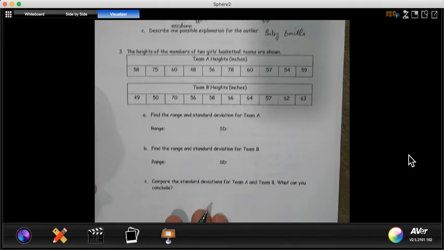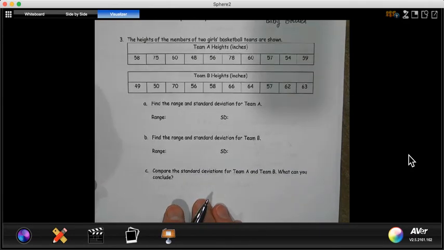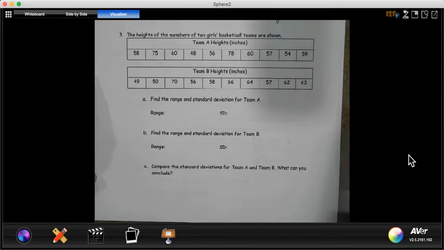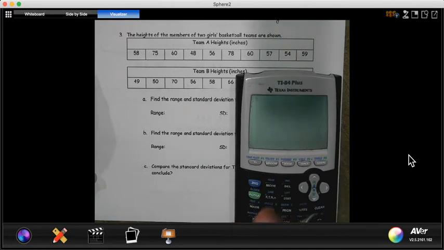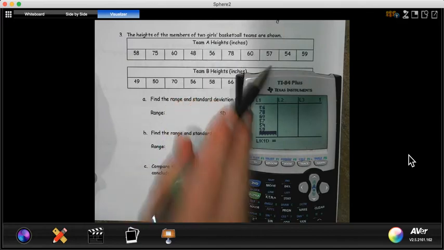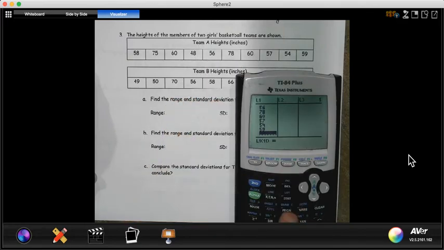All right, number 3, the heights of members of 2 girls basketball team in inches are shown. So let's calculate some statistics. So stat, edit, up, down, clear. So 58, 75, 60, 48, 56, 78, 60, 57, 54, and 59. So 1, 2, 3, 4, 5, 6, 7, 8, 9, 10. So 10 girls. Stat calc, one var stats.